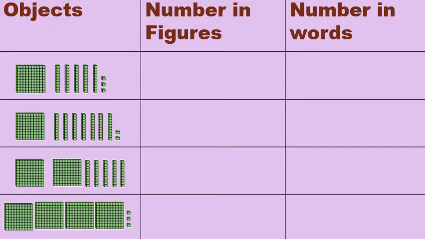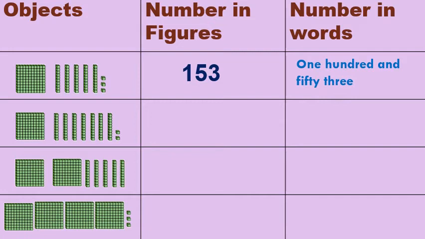Now one more table is there. See here, objects are there. Again the same, we have to write the number in figures and the number in words. Now first one, see there. Hundreds bundle is there, tens bundles are there, and units are there. Directly we have to write the number in figures. 1 hundred bundle is there, 5 tens are there and 3 units are there. So it became 153. And the number in words, the same thing we will write in words: 153.